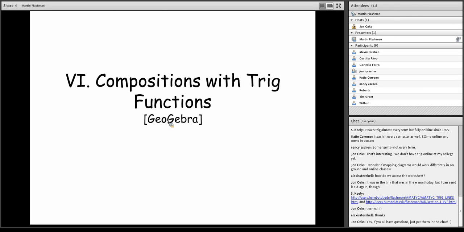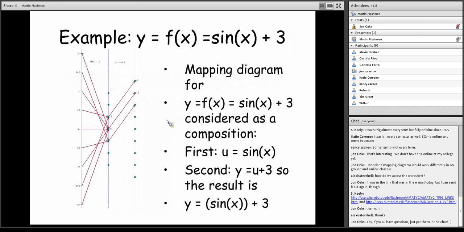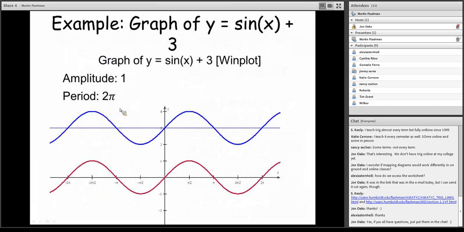Let me just do a quickie on the compositions because that's what I said I'd end with. So, compositions with trig functions. The basic idea is you do your sine. So here's our sine mapping diagram, and then you just add 3. That's our linear function. So the composition is visualized this way. First do the sine, then do add 3. Here's what the graph looks like for that. Here's the original sine, and here's what the add 3 does. It's a shift up 3.